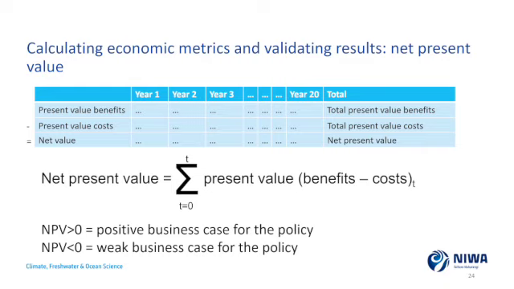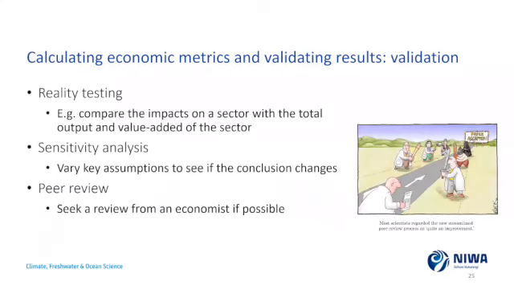Next slide. So after you've calculated those economic metrics, the net present value, the next step is to validate the results. Firstly, you want to do some reality testing. This means taking some of those really significant values from the analysis and comparing them to known values to see if they look logical or reasonable. For example, the total estimated cost of biofouling for a sector, you might compare that to the total value added or output of that sector. If it's quite a large proportion of value added, then you might be asking yourself, is that reasonable? Does that look realistic?